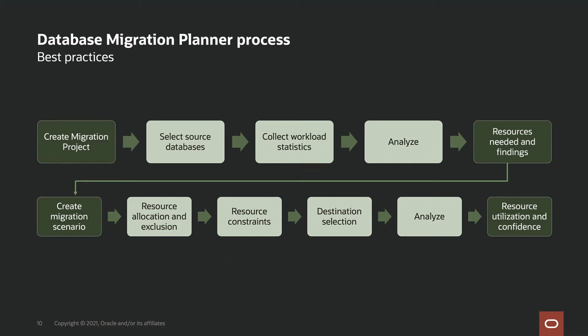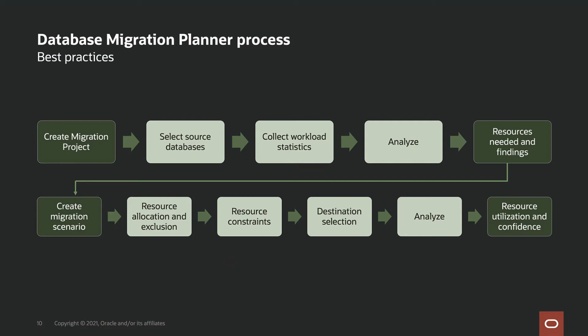The next step is creating migration scenarios. In the migration scenario, we can exclude databases. We can change the utilization, like increasing workload, or we can calculate with different resource allocations, such as using the hourly average or the hourly peak as an example. We can also add resource constraints. A constraint is that a database cannot share the same hardware as another database if they, for example, are a primary and a standby database.